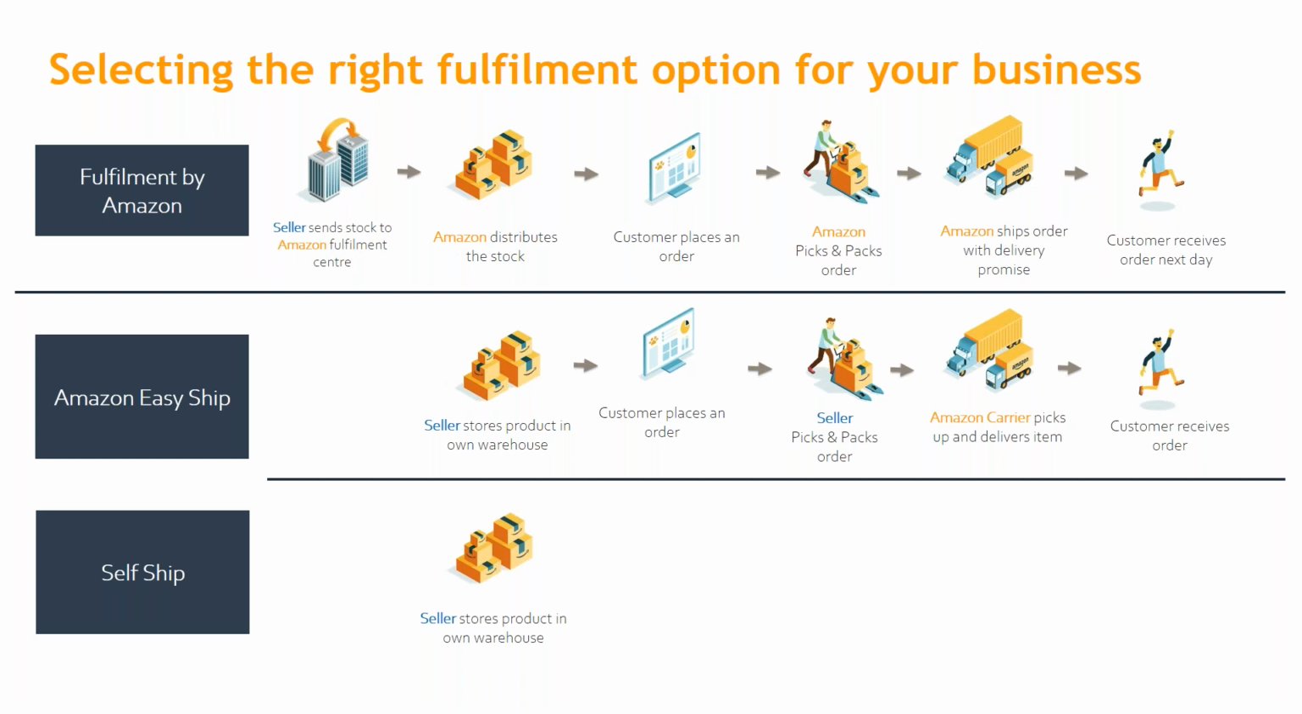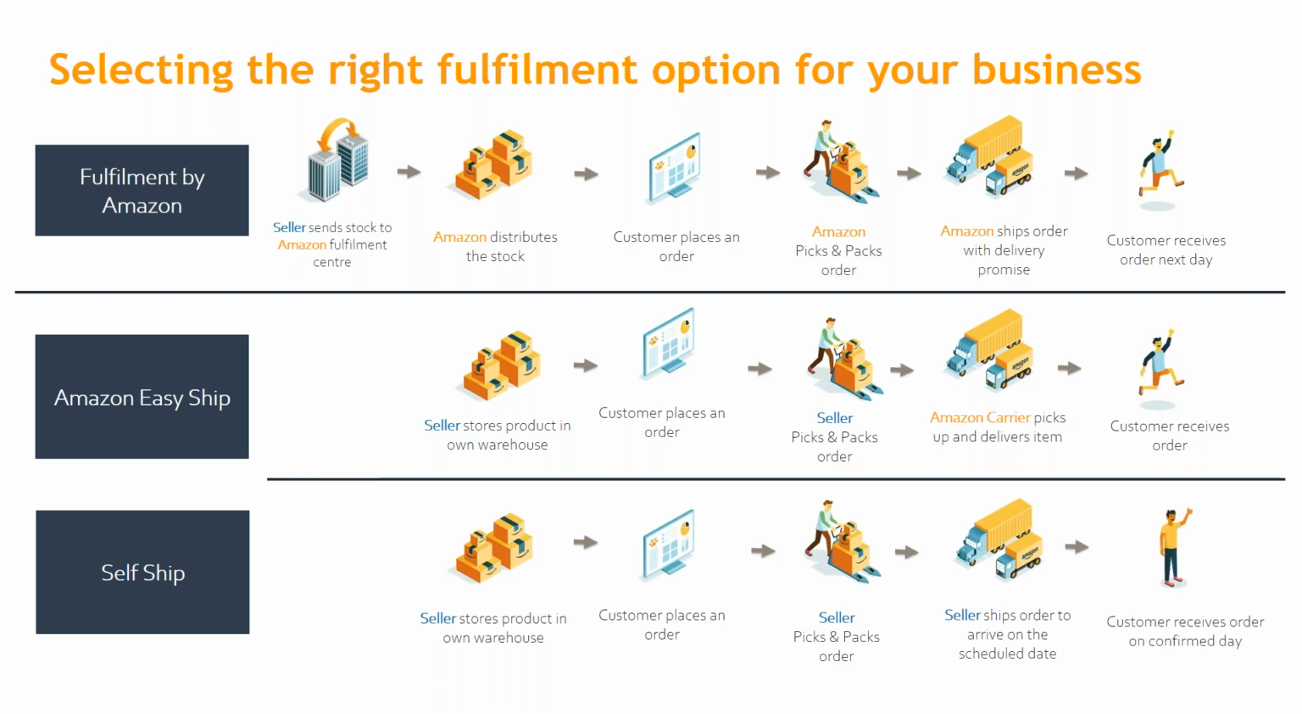And the last option is the self-shipping. You keep the items with you. Whenever the customer places an order, you need to pick and pack and deliver the product on the scheduled date. This is, of course, going to be based on a conversation between you and the customer of when you are going to deliver this, but you can't be too late for it.